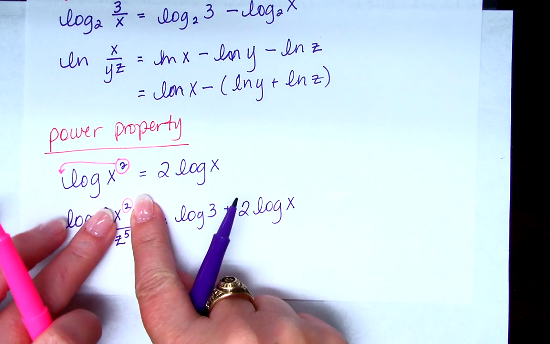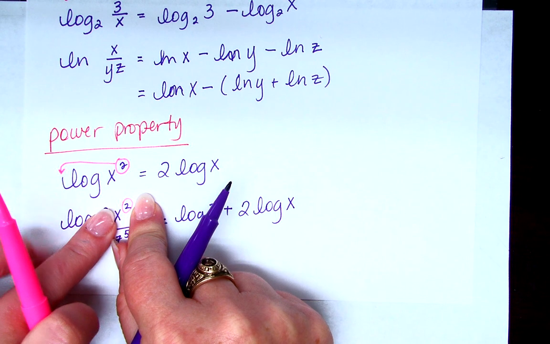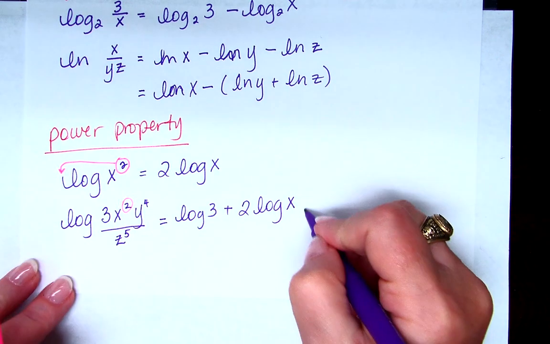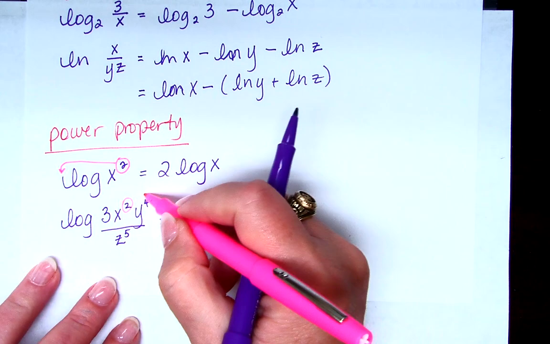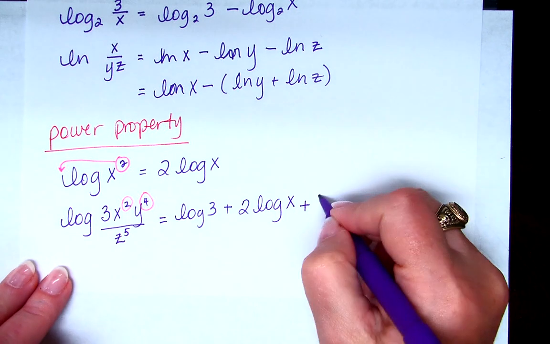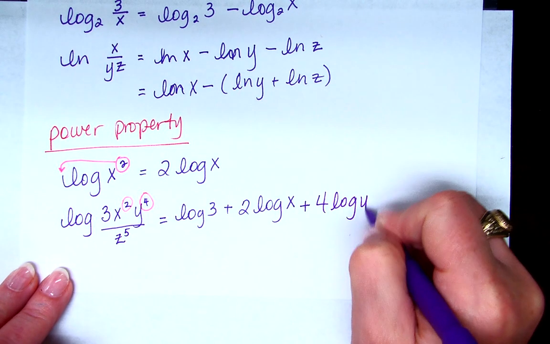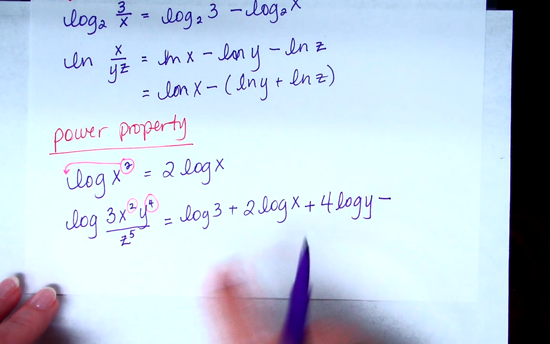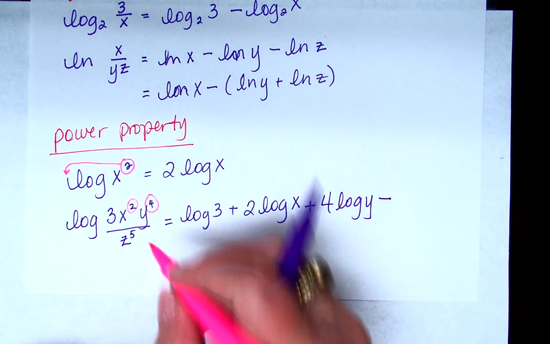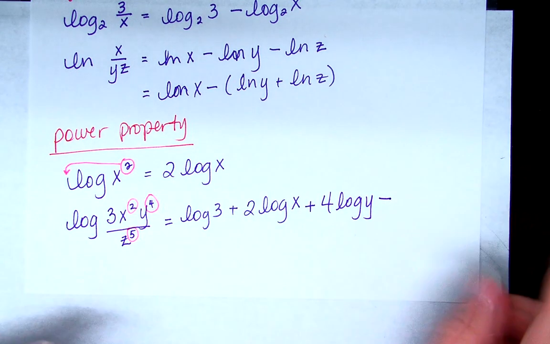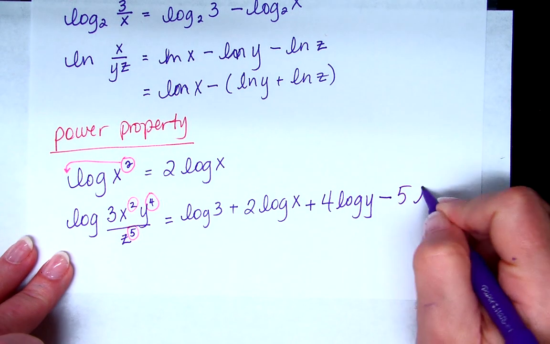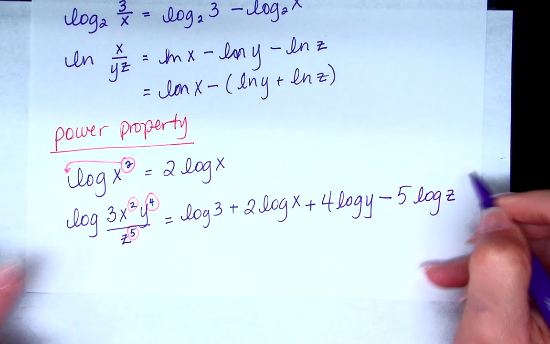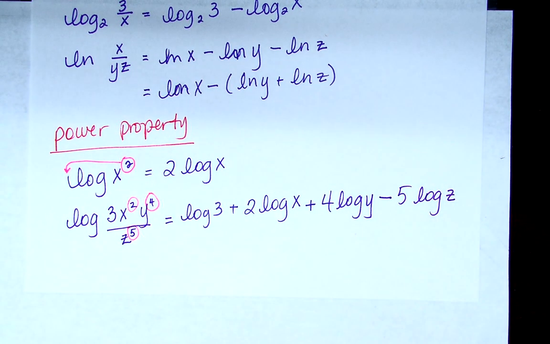Plus, because that is not any different than the problem we just did. Plus 4 log of y. Minus 5 log z. Why is it minus? Because it's dividing. You got it now. Now you just have to write it. That's fine, I'll let you write it.